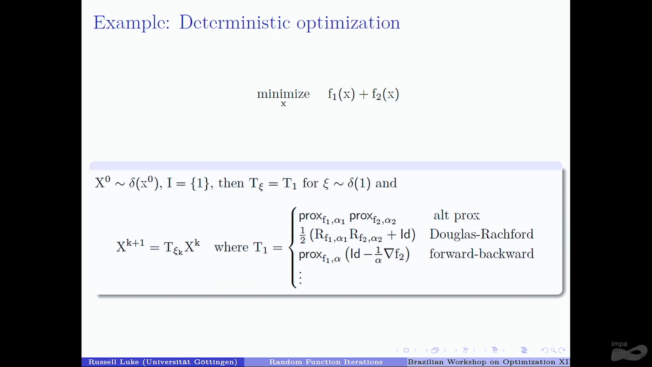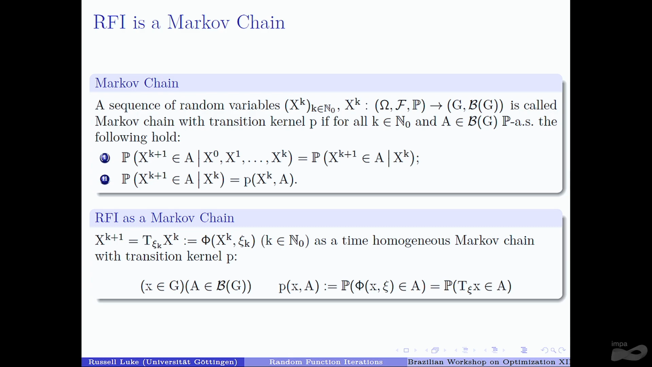So how do I build this for random function iterations? My random function iteration is this. I have a propagator that maps my random variable x and also this random variable ξ, so I've got two random variables involved, and it maps that to the next point in my Markov chain. And then the transition kernel is defined this way. It's just the probability that my next step is in this set A under this specific mapping T. Okay? So that's how I'm building my Markov chain.